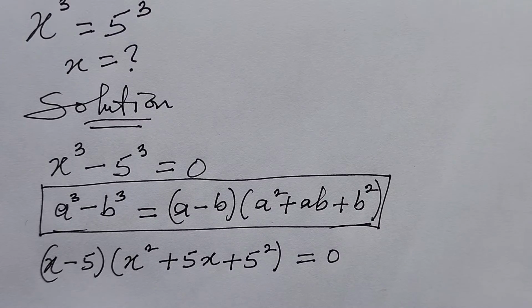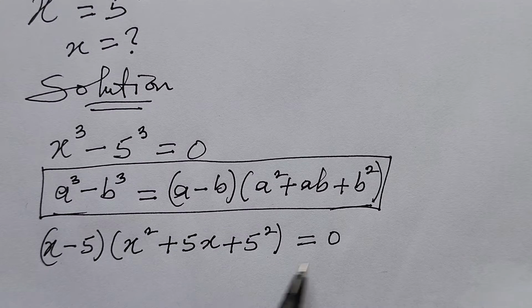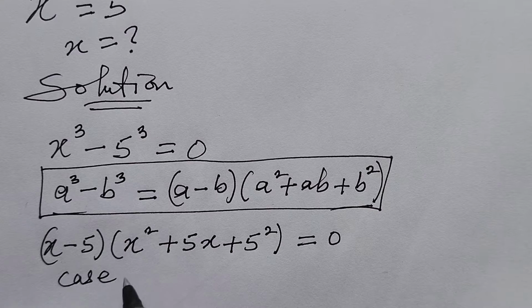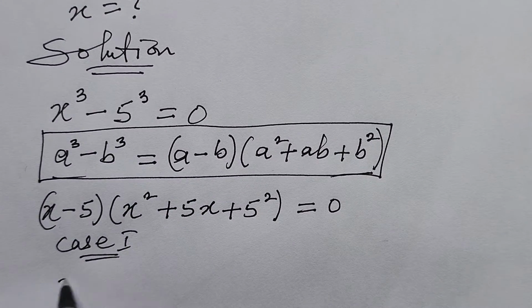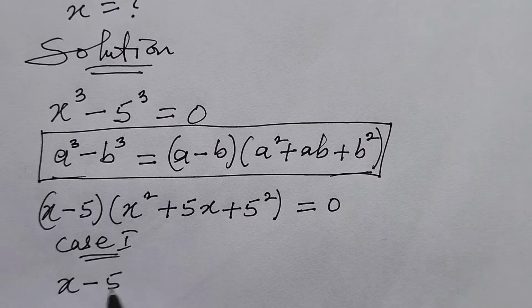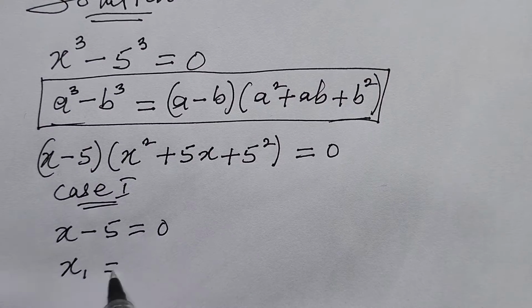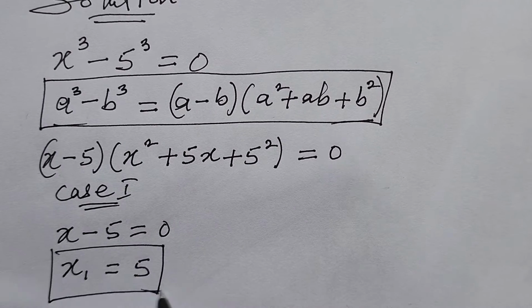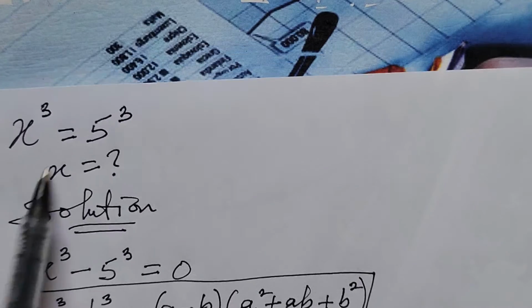equal to 0. So here we have two case scenarios. We equate this to 0, we equate this to 0. Case 1 is going to give us something nice. So we have x minus 5 is equal to 0. So we have x1 is equal to 5. Okay, this is the first solution to the equation here.